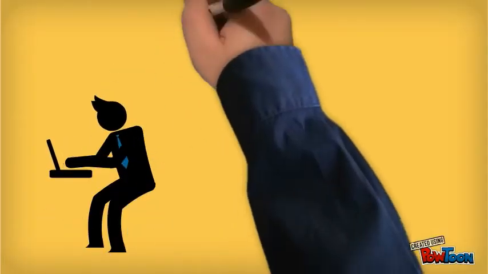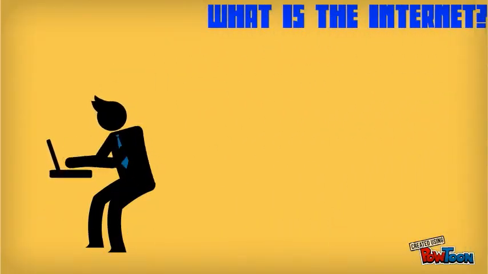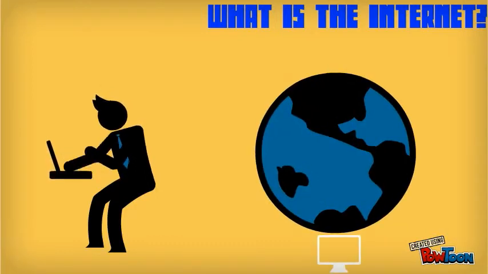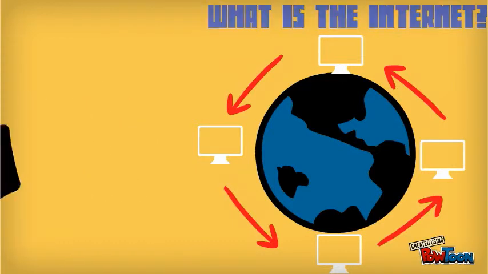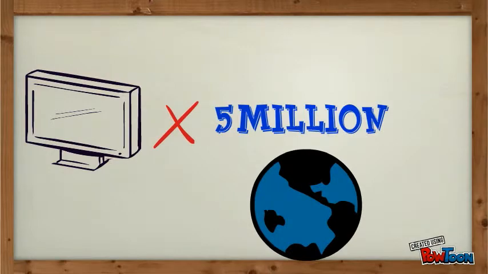What is the internet? The internet can be defined as a global system of interconnected computer networks that use the standard internet protocol suite to link several billion devices worldwide. It is literally made up of more than 5 billion computers worldwide.